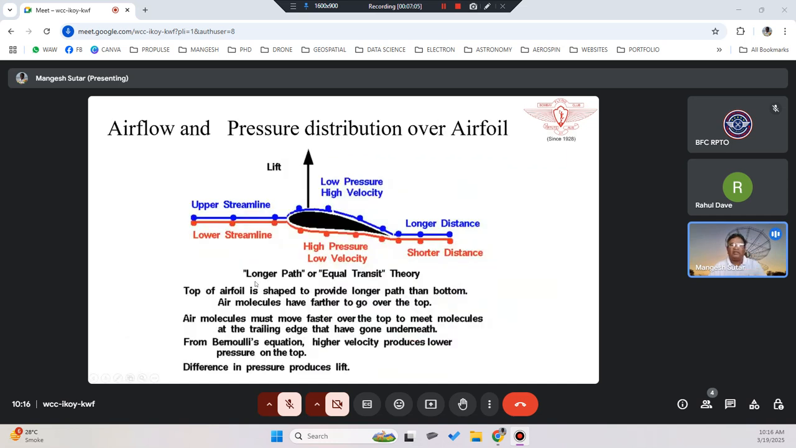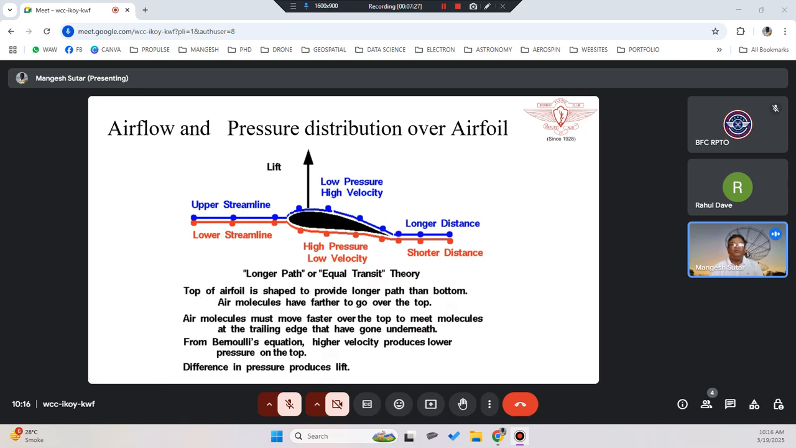Another example. Basically, Bernoulli's principle is the most important principle on which the aeroplane flies. If you are able to understand and think from this perspective, then you will be able to design the aeroplane in such a way that it can always fly.